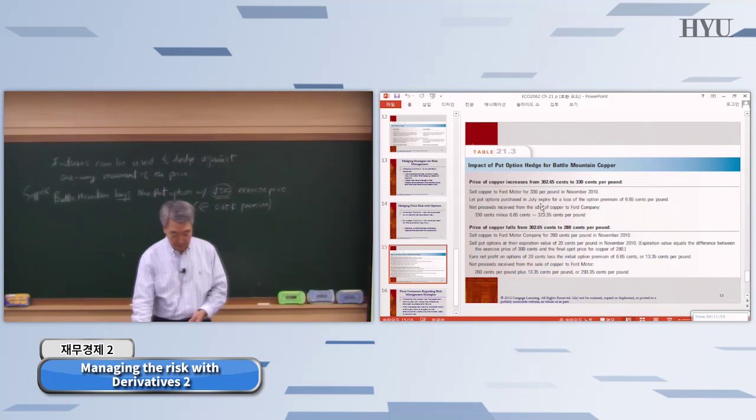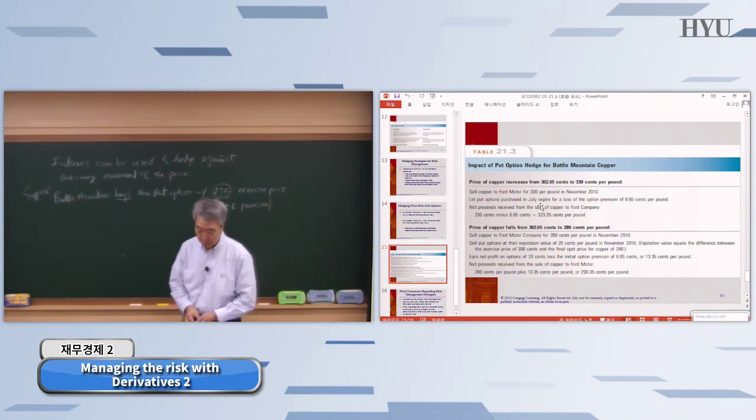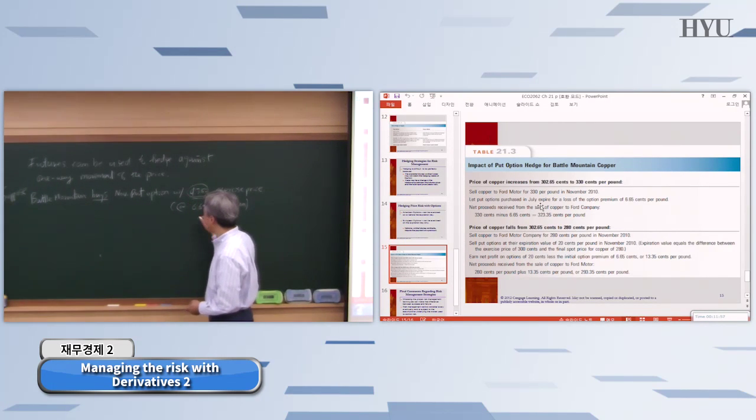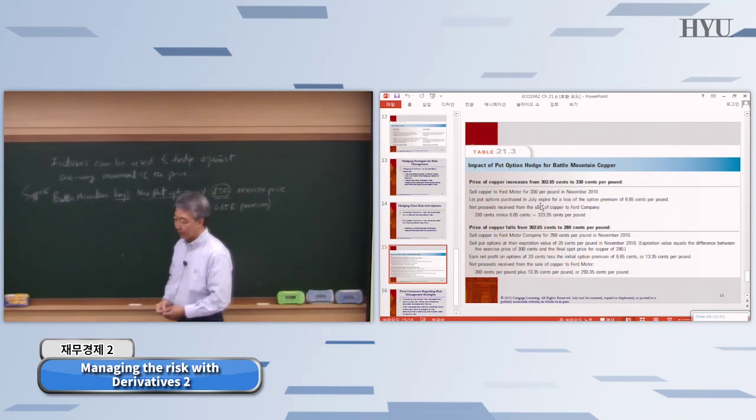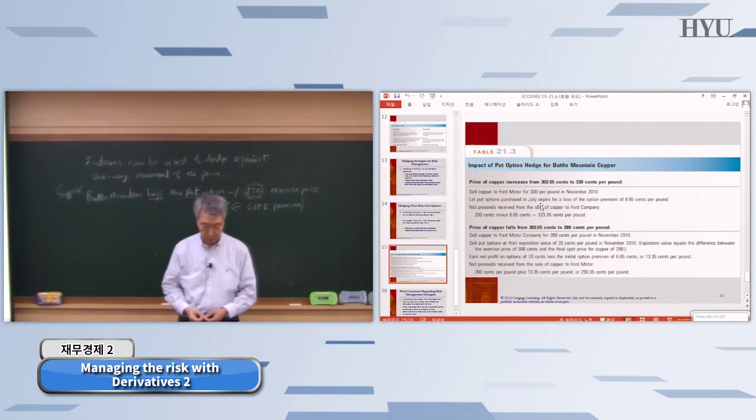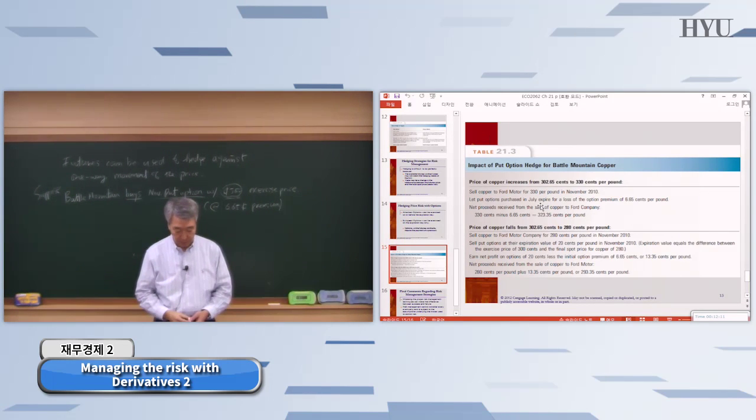But they have purchased this option in July. It's a November put option. So 4 months before the actual delivery date, they have purchased this November put option at 6.65 cents per pound premium.